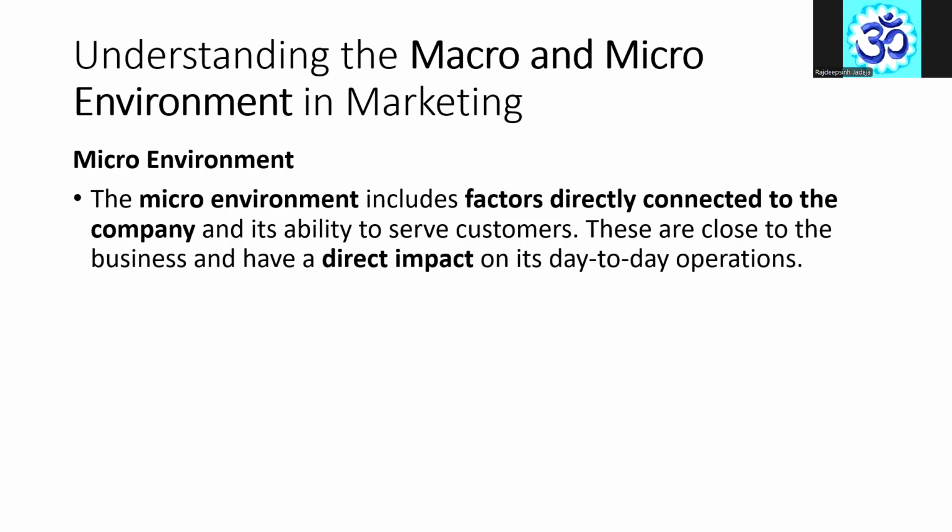Now we are going to understand the macro and micro environment in marketing. First is the micro environment. The micro environment includes factors directly connected to the company and its ability to serve customers. Micro environments are controllable because they are directly connected to the company. These are close to the business and have a direct impact on its day-to-day operations.